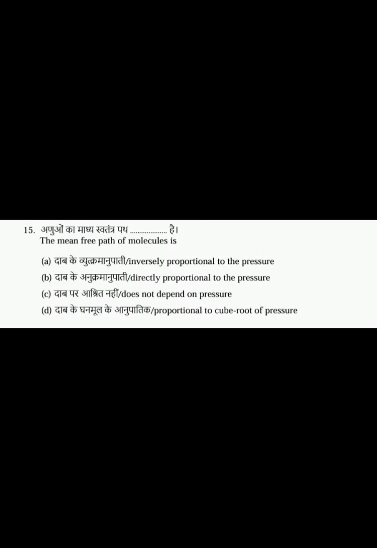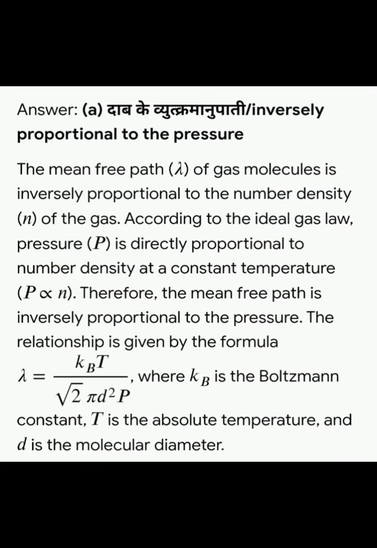Next question is, the mean free path of the molecule is dash. We know the mean free path of a gas molecule is lambda is equal to kBT divided by root 2 pi d square p. That is the lambda, that means the mean free path is inversely proportional to pressure. So the answer is option A.